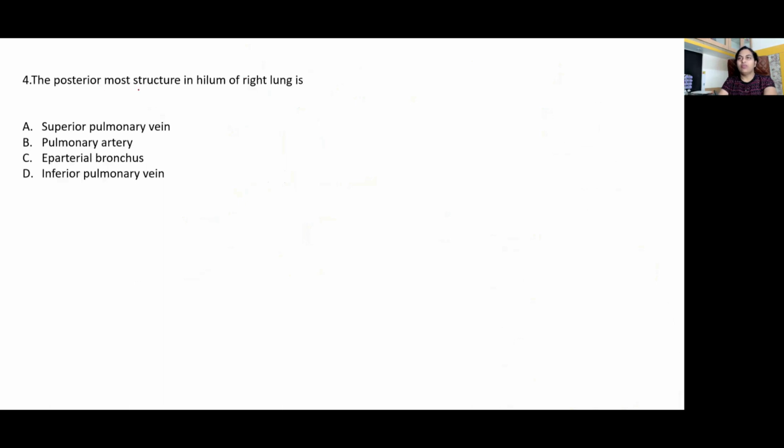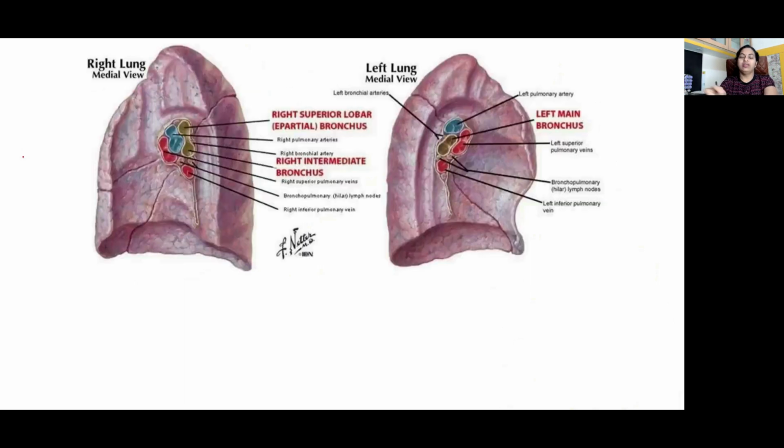What is the posterior most structure in the hilum of the right lung? Easy. So whether it is right lung or the left lung, the posterior most structure in the hilum will always be the bronchus. Yeah. The trachea bifurcates at the level of T4 into right and left bronchus. The bronchi entering inside the lung, made up of hyaline cartilage. That will be the posterior most.